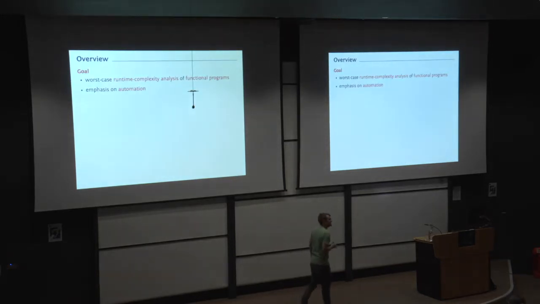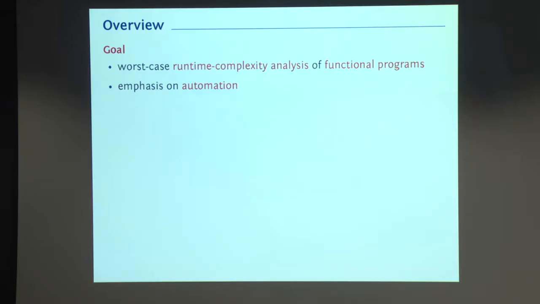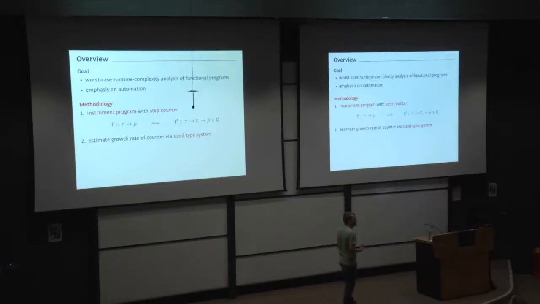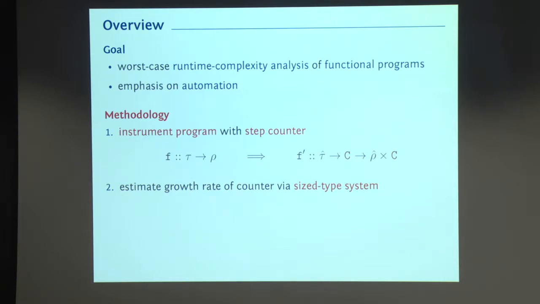So what we are interested in this work is an automation of a worst-case runtime complexity analysis of higher-order functional programs. And the methodology that we've chosen is conceptually very simple. First, we transform the program that we're interested in by instrumenting the program with a step counter, and then we use a size type system to estimate the growth of the step counter. Now, this first step is pretty simple. Essentially, we lift all the functions into a state monad that holds the step counter.